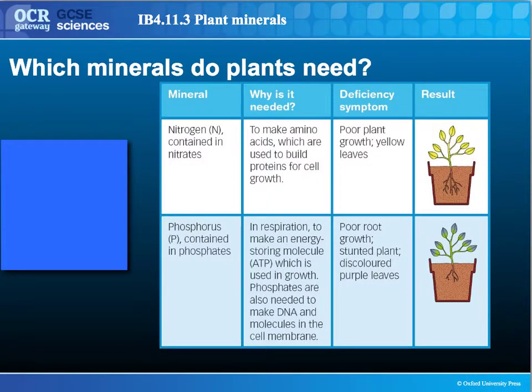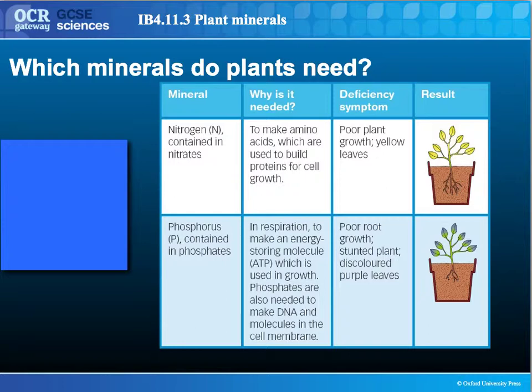So we're now going to look at different minerals that the plants need in order to stay healthy. There are 4 that you need to know about: nitrogen, phosphorus, potassium and magnesium. On this slide we'll look at nitrogen and phosphorus.